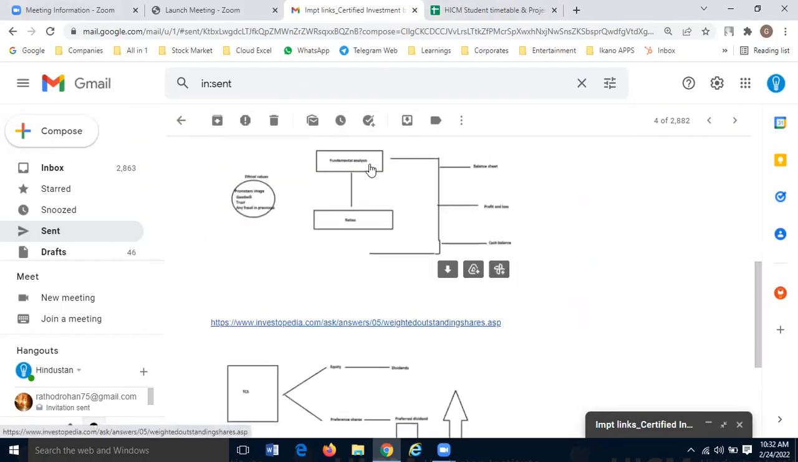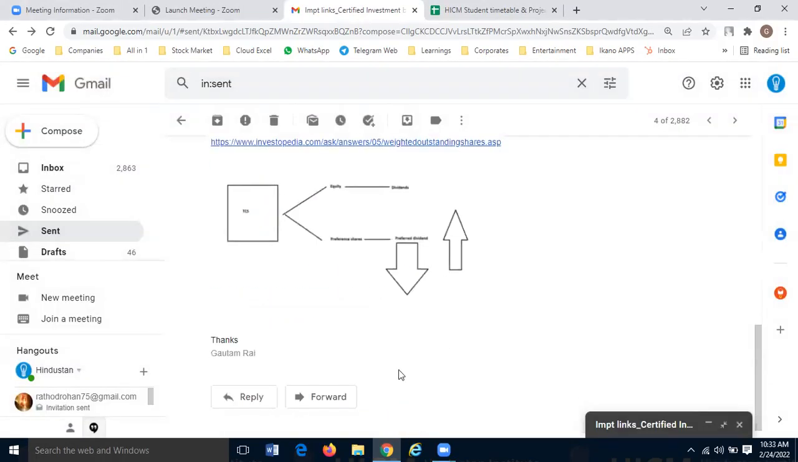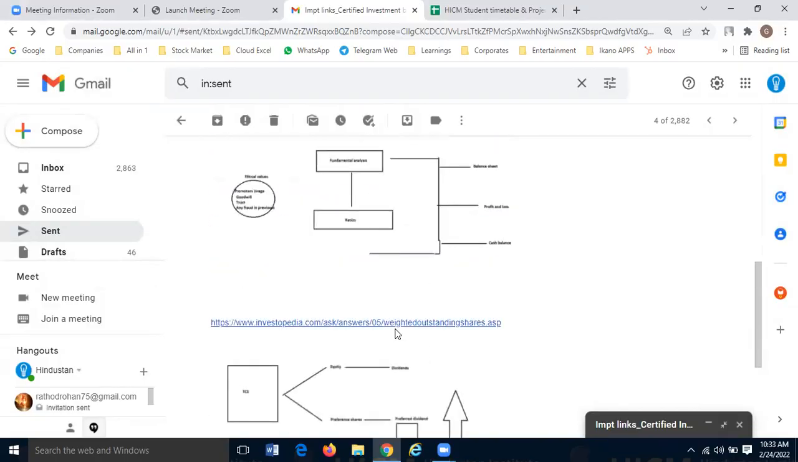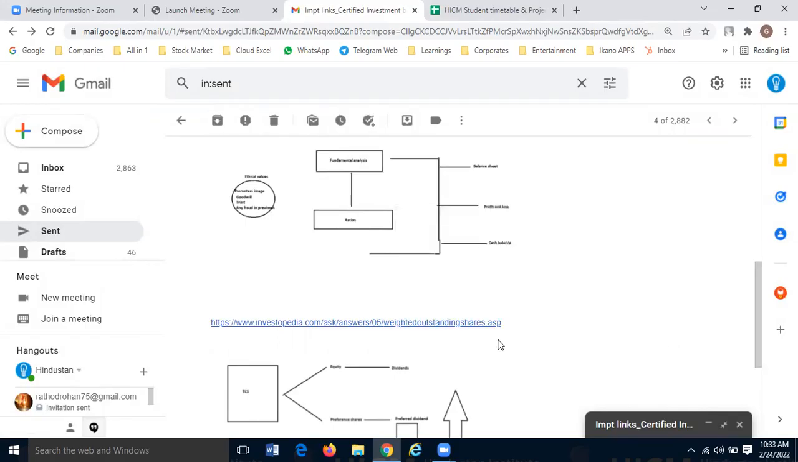Okay, and then we also saw the ethical part. We were talking about the fundamental analysis, in which we have to analyze the balance sheet, profit and loss, and cash balance. We will be going through the various ratios. And then we also saw the weighted average, WACC, weighted average outstanding shares, how to calculate it. So this is all in brief.